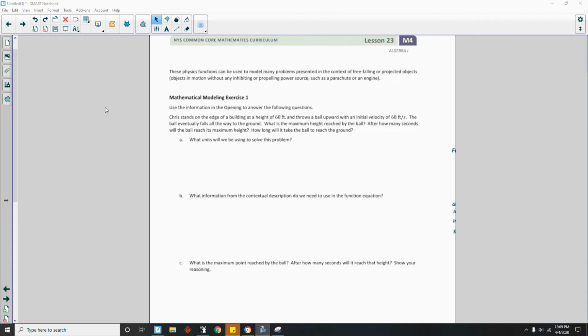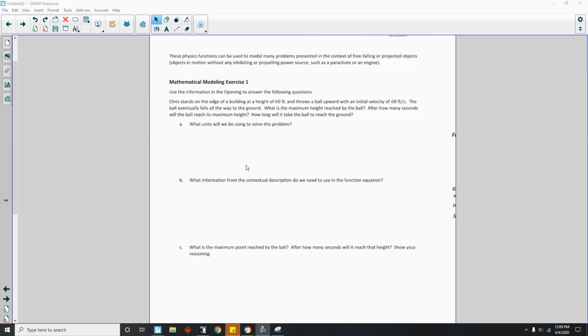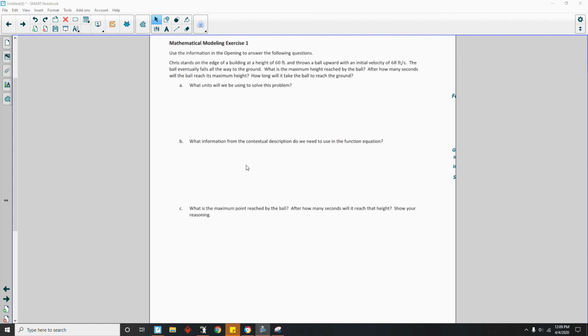Okay, so page 2, we're now going to apply that equation that they explained on page 1. It says these physics functions can be used to model many problems presented in the context of free-falling or projected objects, which are objects in motion without any inhibiting or propelling power source, such as a parachute or an engine. So mathematical modeling exercise 1 says to use the information in the opening to answer the following questions.